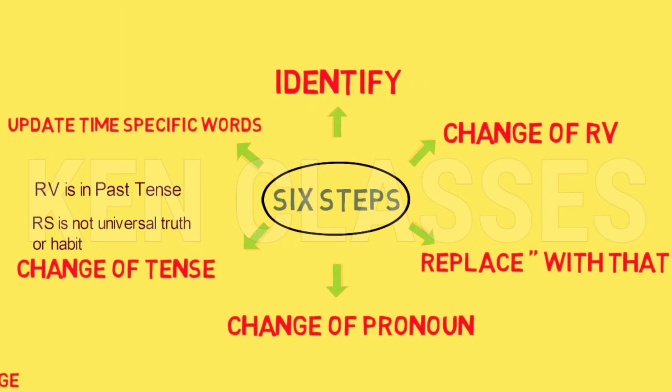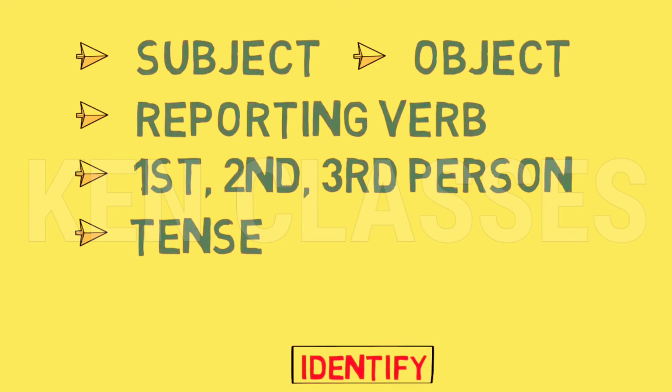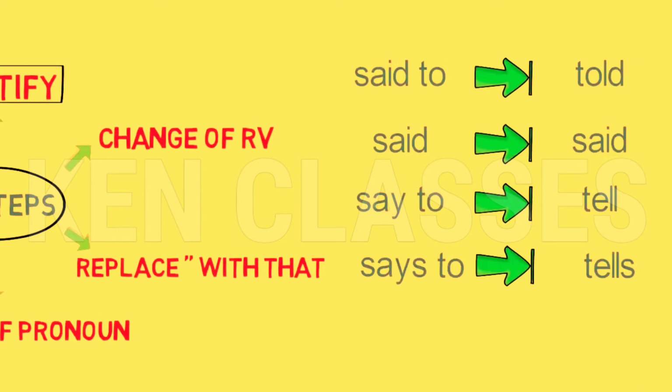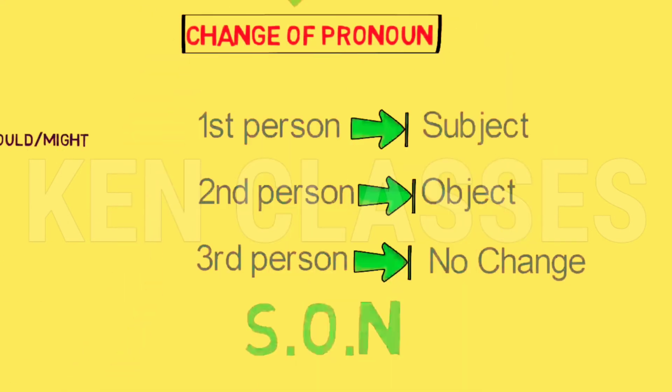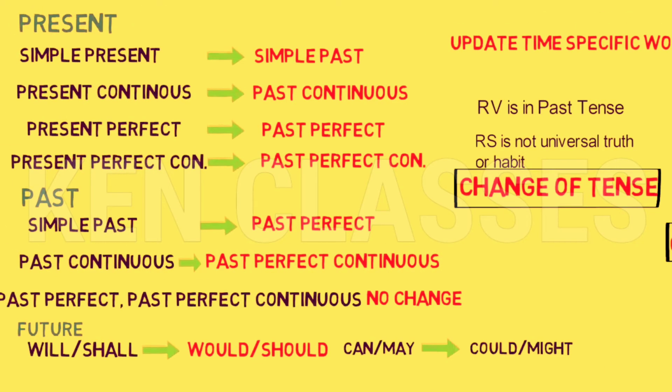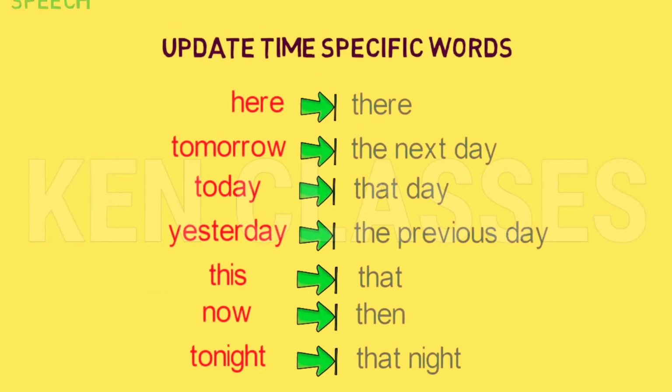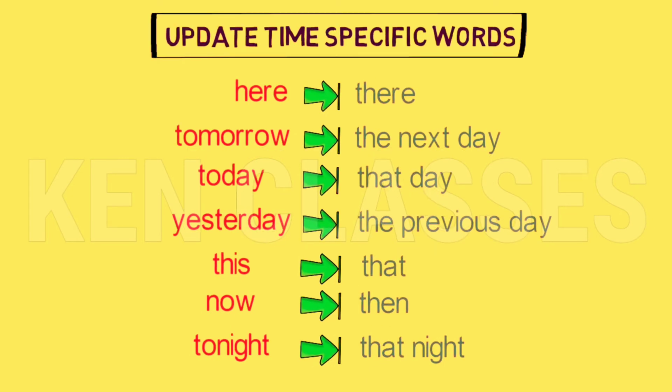This is the 6-step formula to convert any direct speech to indirect speech for a statement. First, identify the subject, object, reporting verb, person and tense in the sentence. Second, change the reporting verb as per this workflow. Third, replace inverted comma with that. Fourth, change of pronoun as per this workflow. Fifth, change of tense as per this workflow. And sixth, change of time-related words in reported speech as per this workflow.